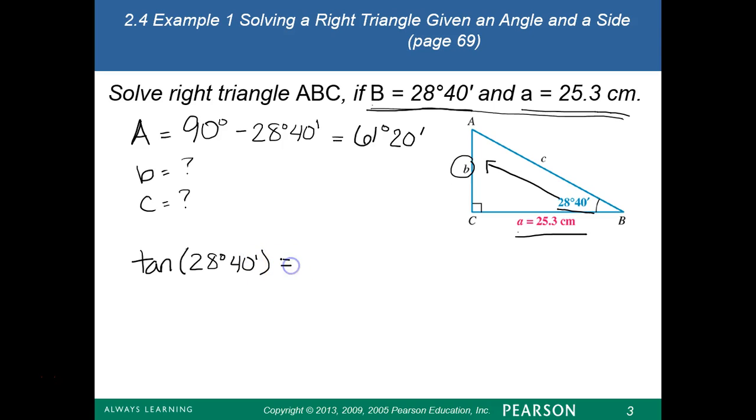And then set that equal to your ratio, which is opposite over adjacent, which in this case is B over our given measurement for A, 25.3. Okay, now that you have this equation, solve for your unknown. Tangent of 28 degrees and 40 minutes is just a number. So to figure out what B is equal to, we're going to multiply both sides by 25.3.